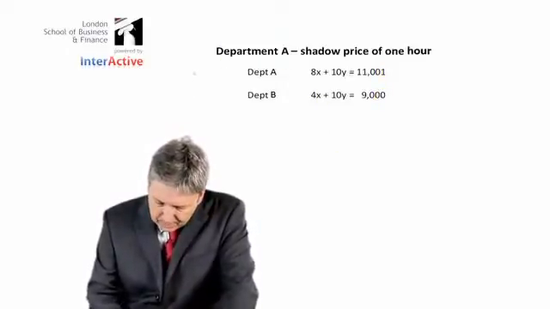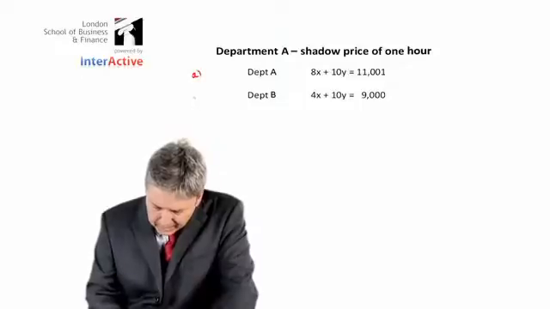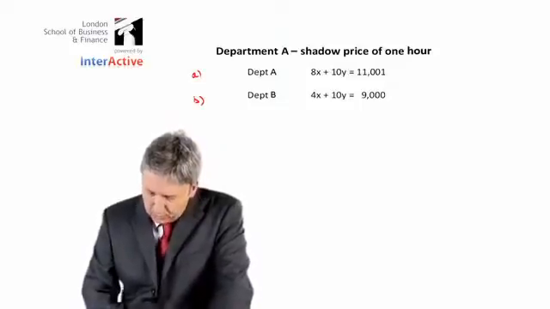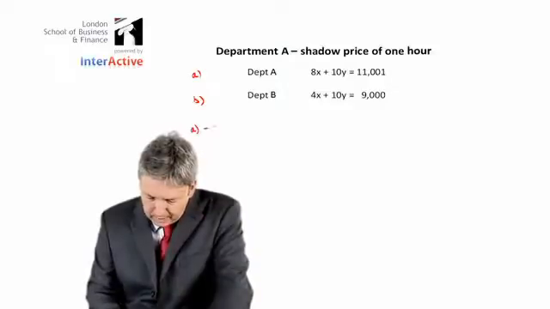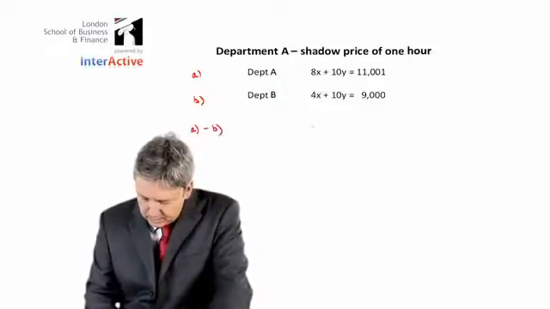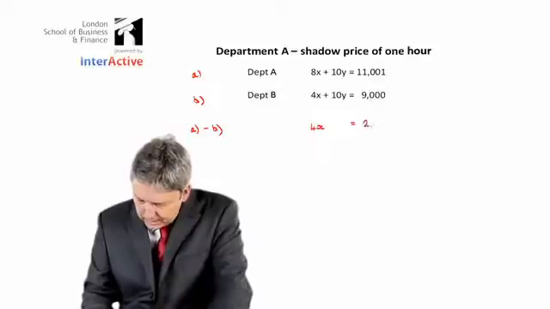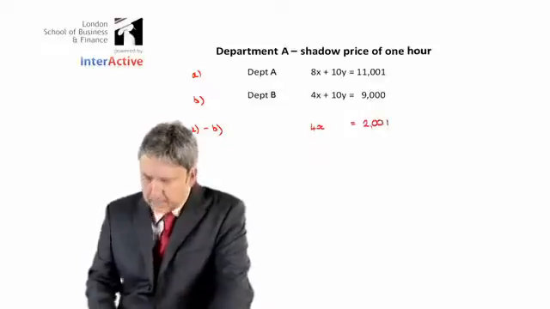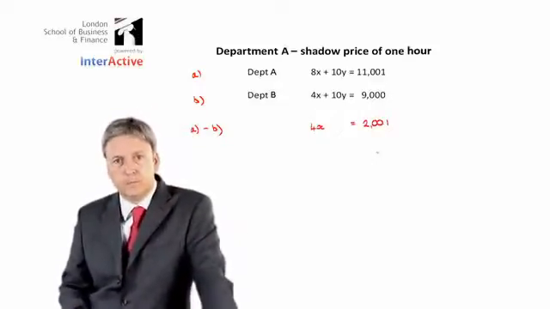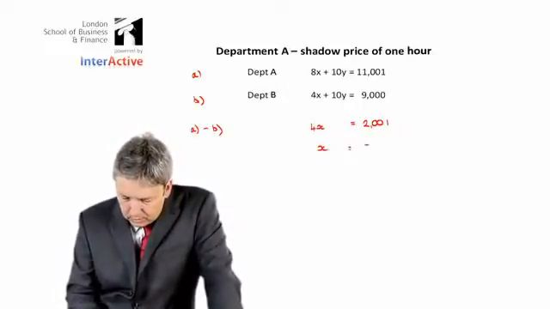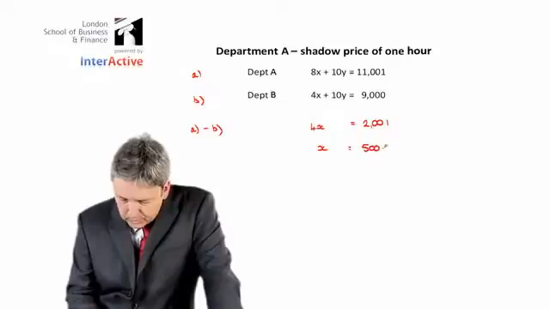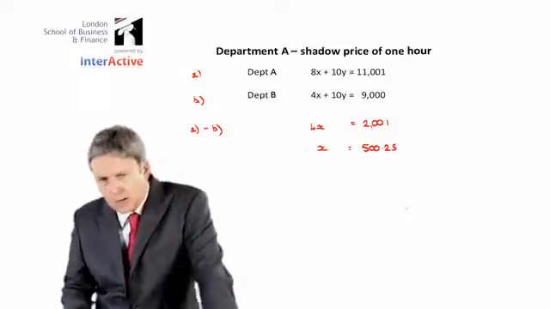Do you remember what we said before? We could say this was formula A and this was formula B. What we want to do is to eliminate one of them. So couldn't we say A minus B? 8x minus 4x is 4x. 10y minus 10y is 0. And 11,001 minus 9,000 is 2,001. So if that's the case, x is going to equal 500.25.